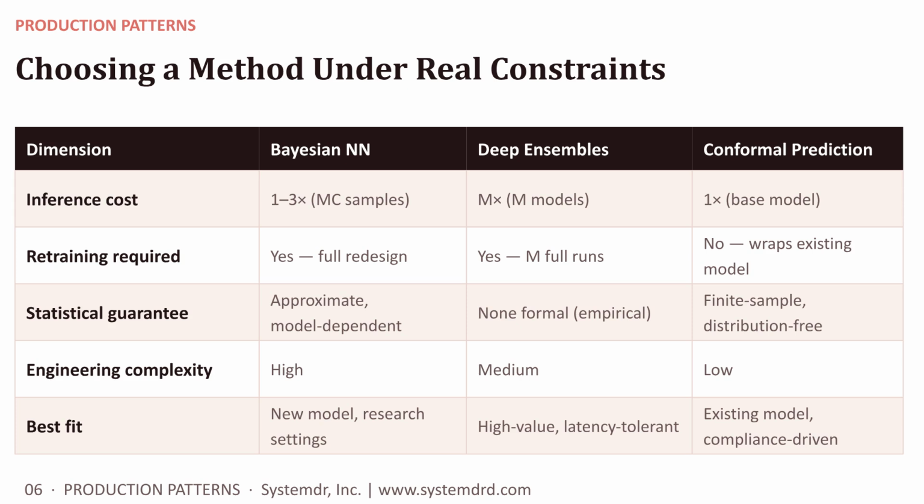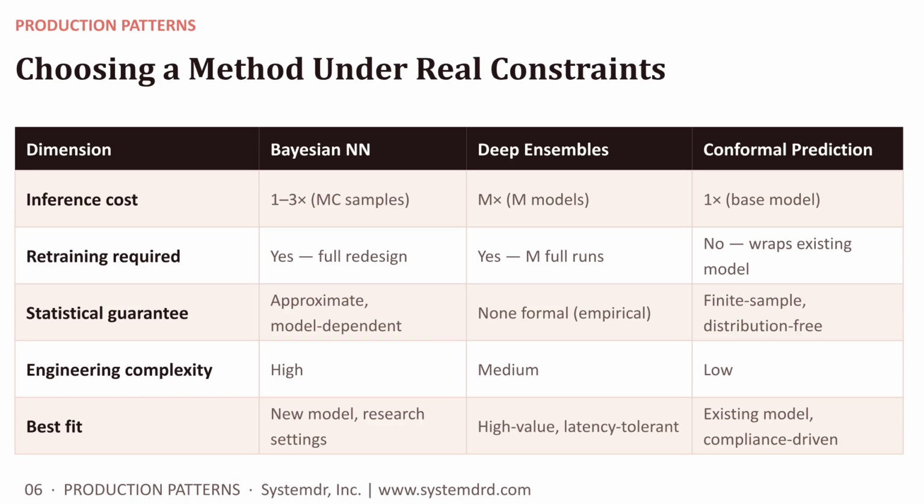Retraining is often the deciding factor. A team with an already validated production model frequently can't justify retraining it as a Bayesian network or an ensemble, which makes conformal prediction the only retrofit-compatible option. Statistical guarantee is conformal prediction's genuine differentiator, the only one of the three with a provable, finite sample coverage bound, regardless of data distribution. That's the guarantee your compliance and legal teams can actually act on. And complexity tracks directly with how much of the pipeline each method touches: high, medium, low.